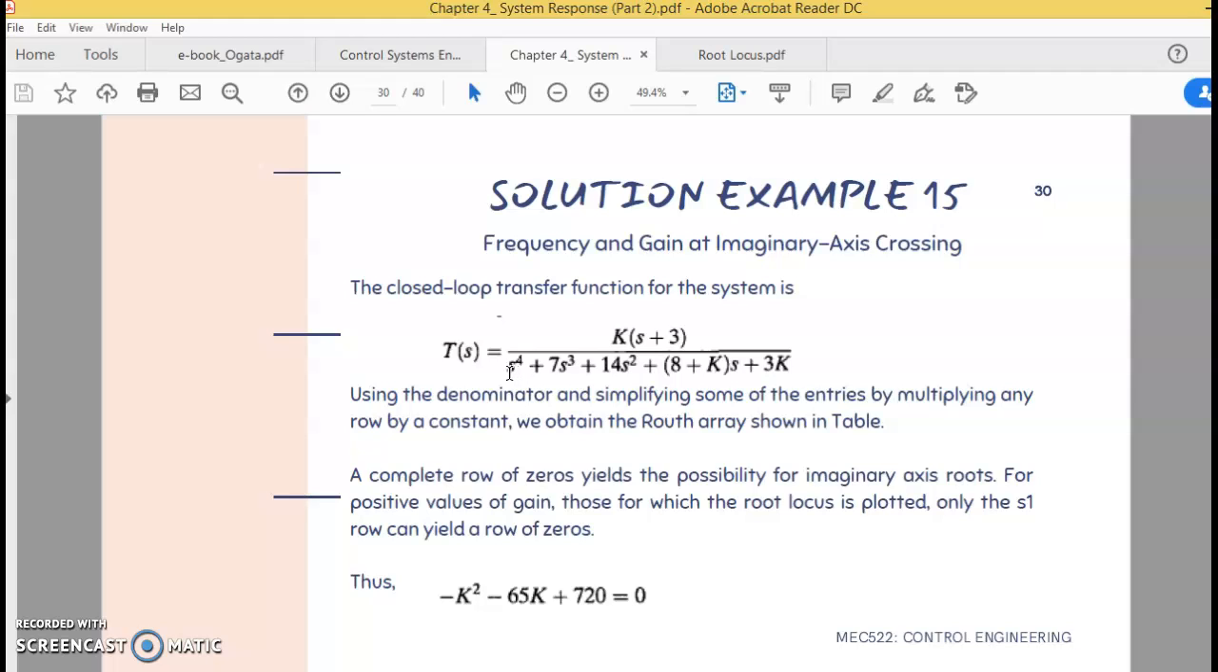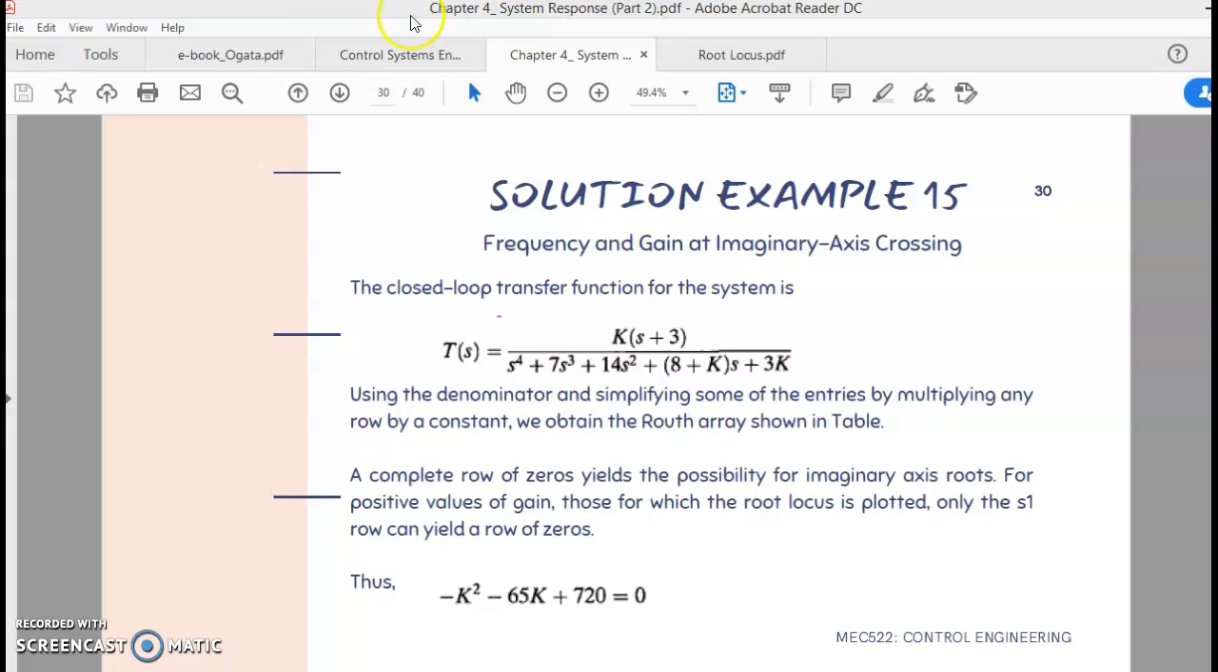Lastly you get s power of 4 plus 7 s power of 3 plus 14 s power of 2 plus 8 plus k multiplied by s, and then the last one 3k. And then this one you need to arrange in a Routh table. That's why the Routh table is important for the root locus.